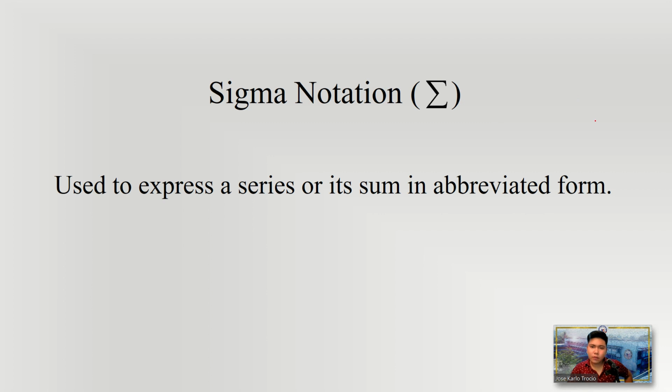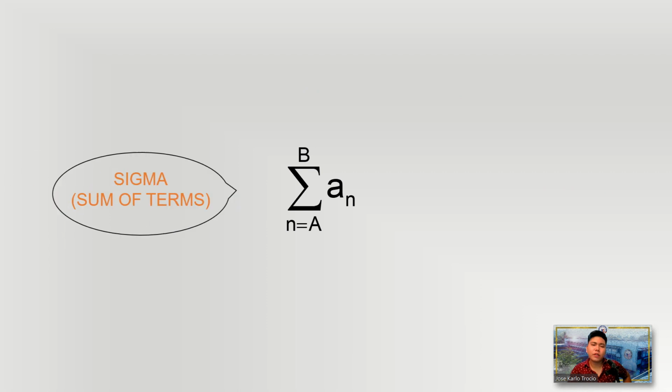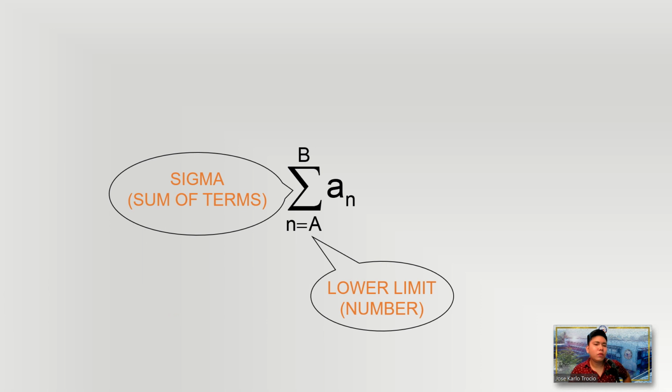I don't know if you are familiar with this already, but in our statistics class next semester we are going to use sigma notation. This sigma symbol is the Greek letter corresponding to S, which means sum. As you can see, there are parts of the sigma notation. First is the sigma, which symbolizes sum. We're going to add all those in the series. Lower limit. Take note, this is 1.